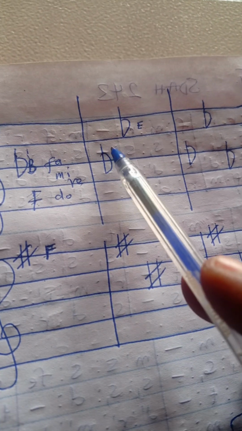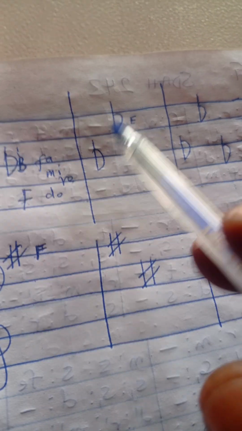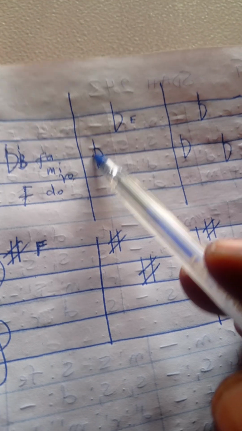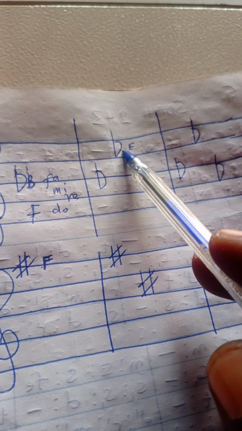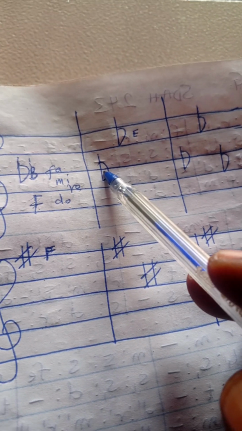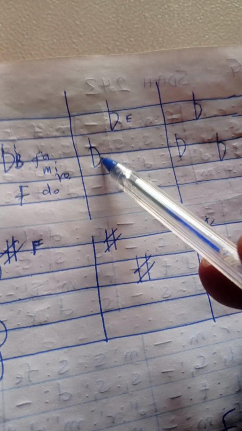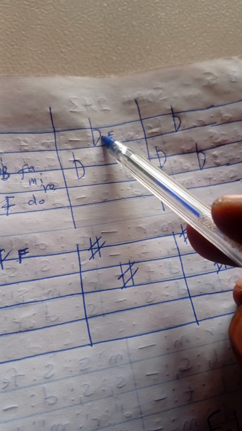And if you have two flat signs, you ignore this first one. We are going to deal with the last flat sign. This one is somehow not relevant in determining the key according to the method that I am using. So disregard this one, then deal with this.